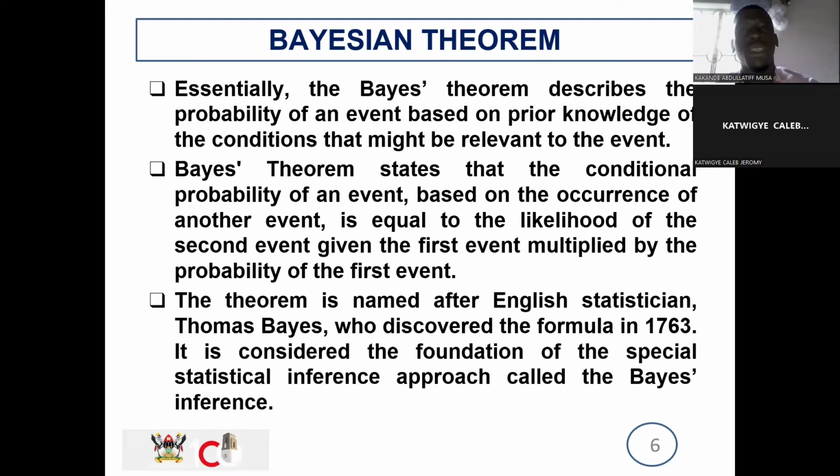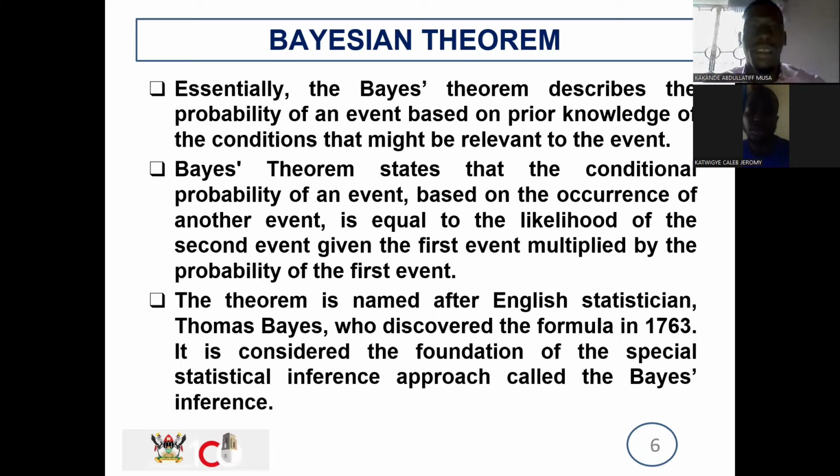So those are some conditions that you can have there. So Bayes' theorem states that the conditional probability of an event, based on the occurrence of another event, is equal to the likelihood of the second event given the first event, multiplied by the probability of the first event. This is derived from the formula, which we shall see in our next slide.